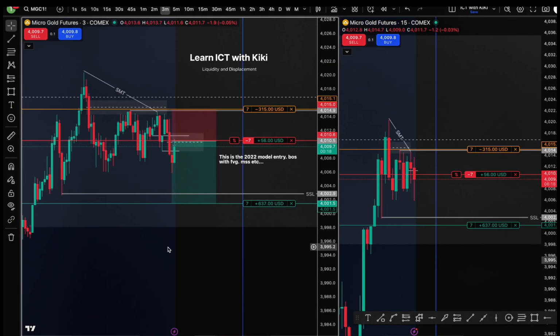So at this point, I'm noting that this aligns with the 2022 model: liquidity sweep, breaker, market structure shift, and an entry at the fair value gap. So even if you missed the first entry at the change in state of delivery, you could wait for the market structure shift to enter at the fair value gap. Or if you were already in the trade, you could add there. For me, I wasn't looking to add, I just wanted to hold the position.